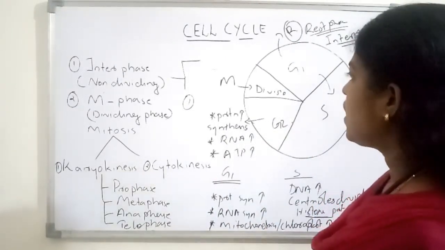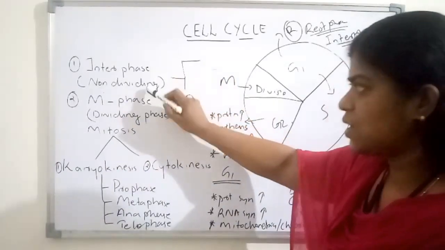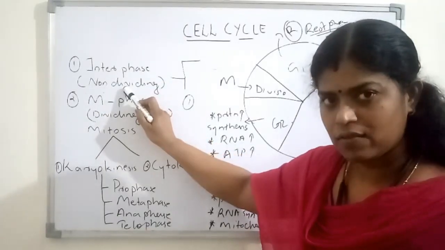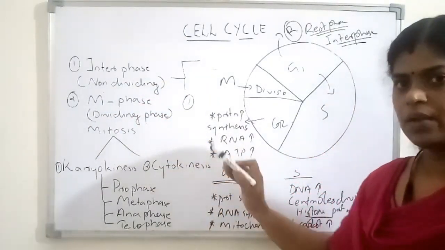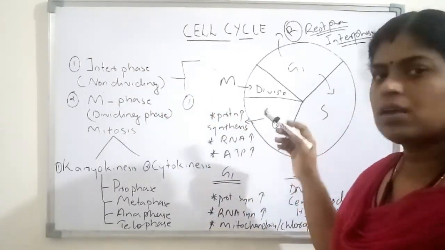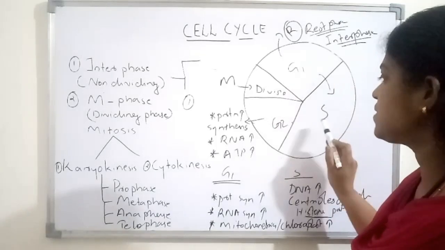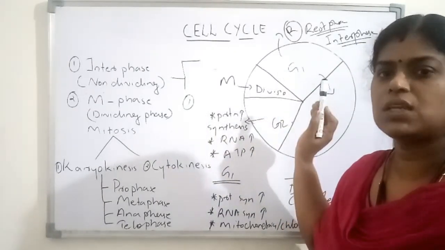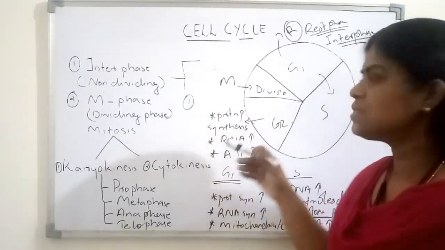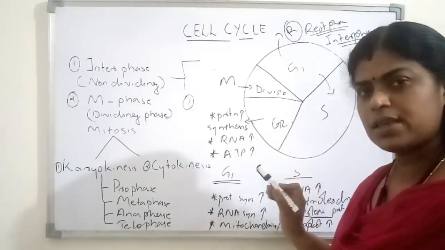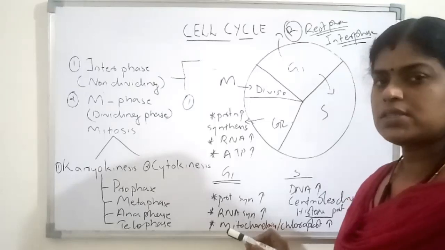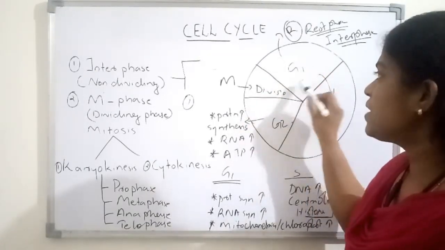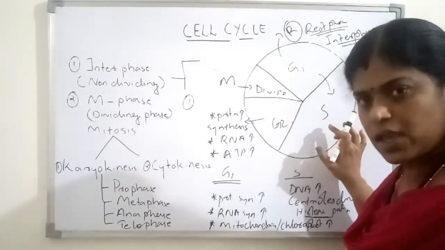Once again, what are the stages in interphase? The cell cycle has two phases, interphase and M phase. Interphase is the non-dividing phase, M phase is the dividing phase. Interphase has three stages: G1, S and G2. In G1 phase, a newly formed cell enters the first growth phase. Here the protein synthesis is increasing, the RNA synthesis is increasing, and mitochondria and chloroplasts also divide in G1 phase, and G1 phase makes the cell ready to enter the S phase.